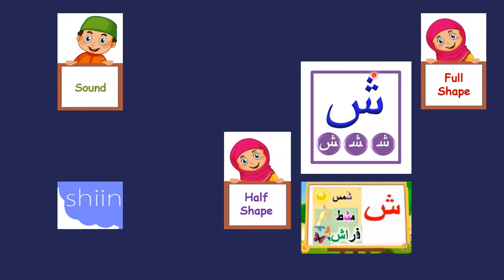This is the letter sheen. It has three dots on it, and it has three proper half shapes. When it comes in the start, it looks like this, in the middle and at the end. And its sound is sheen.